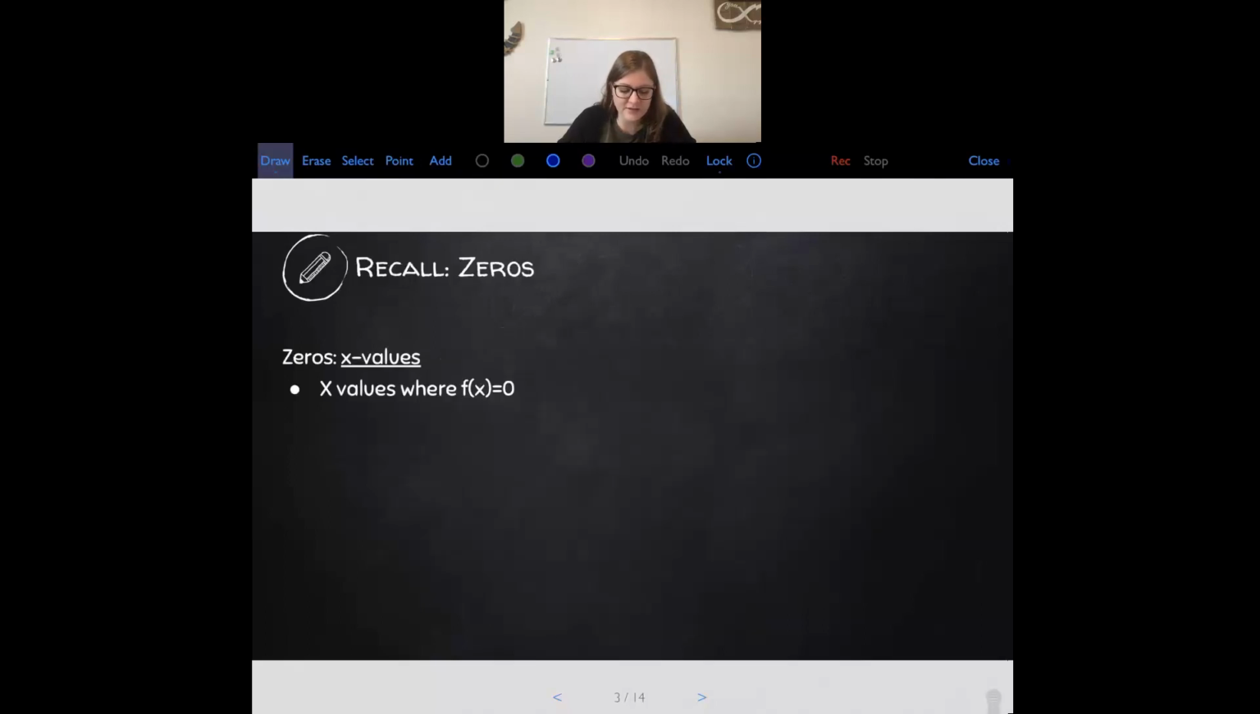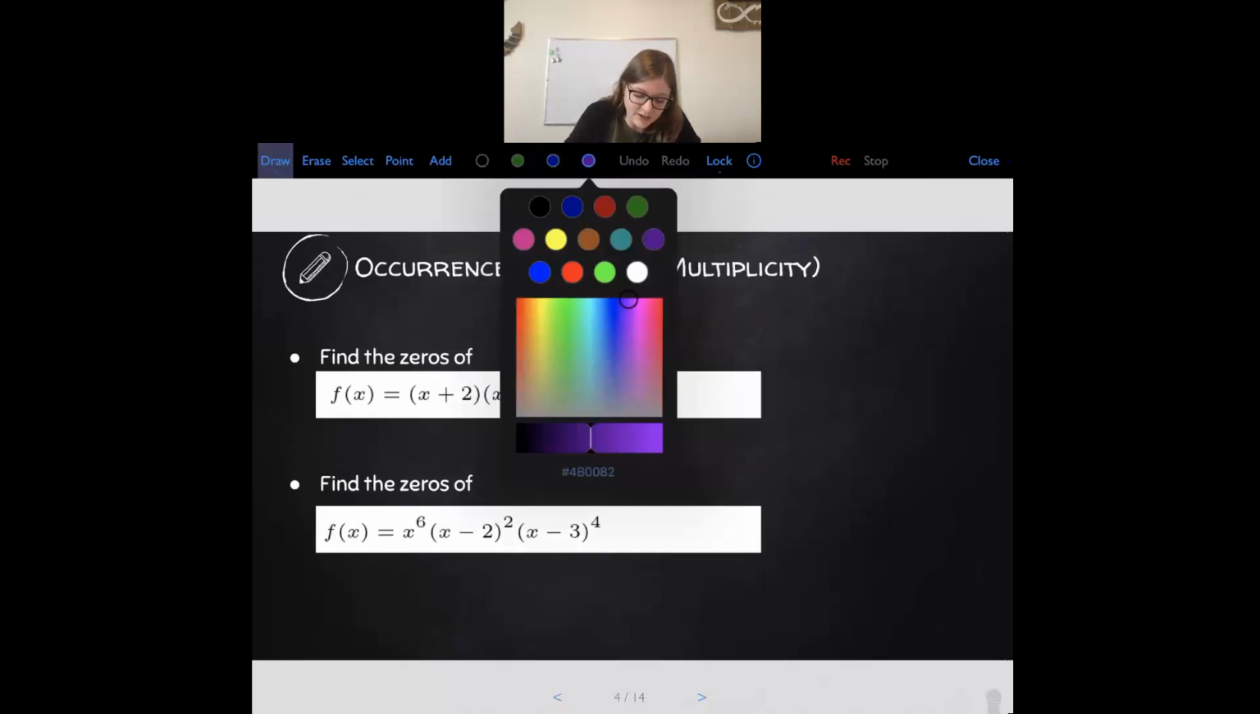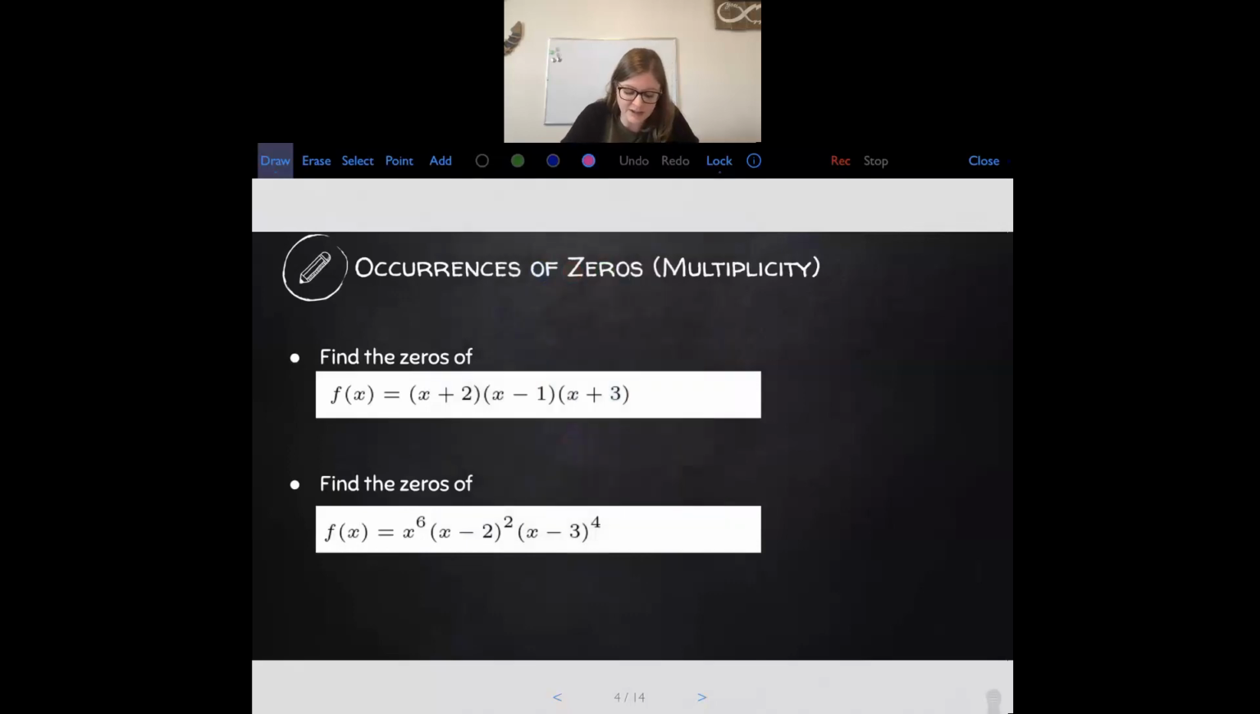Recall that the zeros are x values where f of x is equal to 0. When we talk about the occurrences of zeros, that is the multiplicity. So in this first example, find the zeros of x plus 2 times x minus 1 times x plus 3. We would set this equal to 0, and then set each factor equal to 0. This first one gives us x is negative 2. Then x minus 1 equals 0 gives x equals 1. And x plus 3 equals 0 gives x is negative 3.